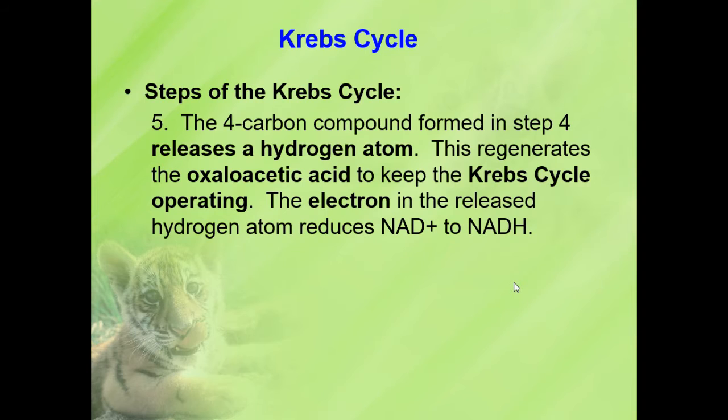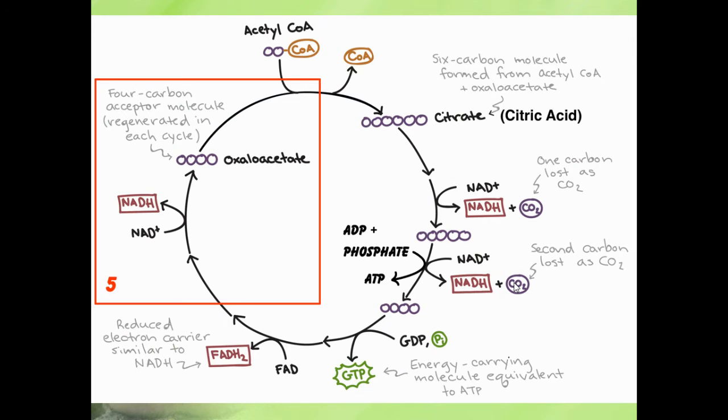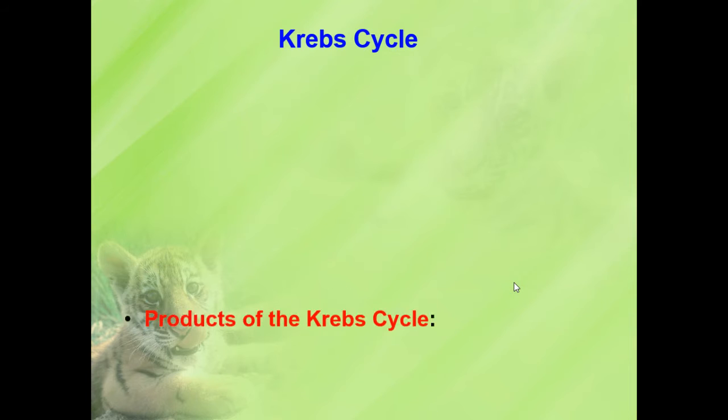In step 5, the 4-carbon compound formed in step 4 releases a hydrogen atom, regenerating the oxaloacetic acid to keep the Krebs cycle operating. The electron in the released hydrogen atom reduces the NAD plus to NADH, and there is step 5, and it's going to kind of go back into step 1 at that point.